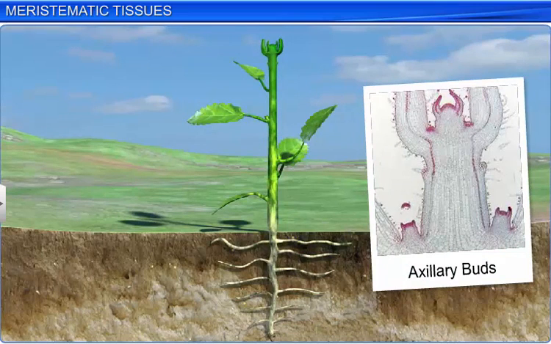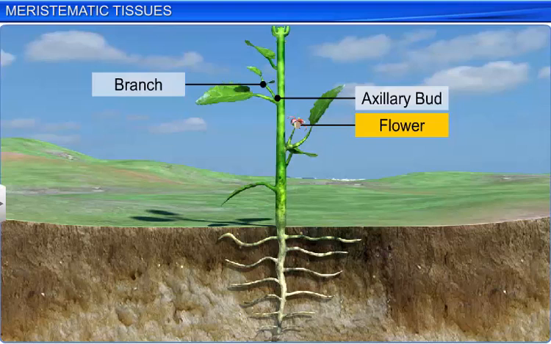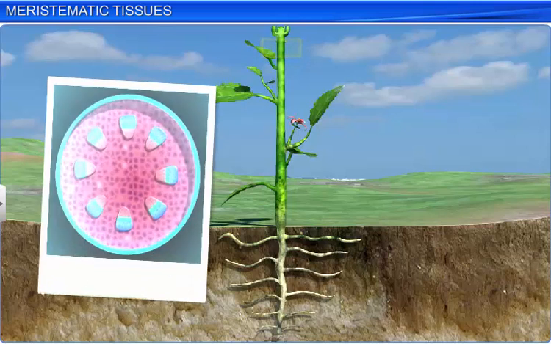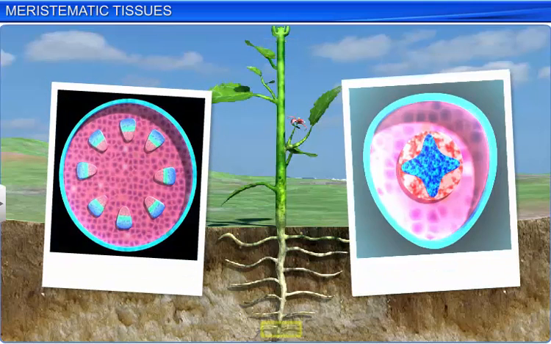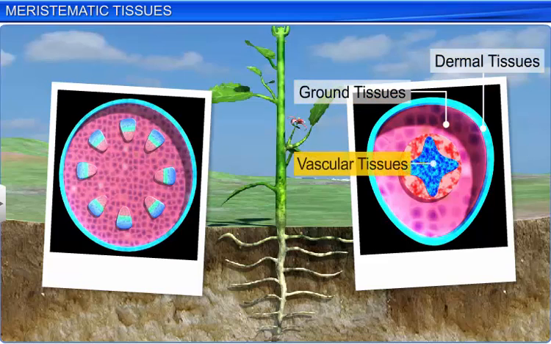These cells form axillary buds. Axillary buds are formed at the axil of the leaves and can develop into a branch or a flower. During the formation of the primary plant body, some particular regions of the apical meristem produce dermal tissues, ground tissues, and vascular tissues.